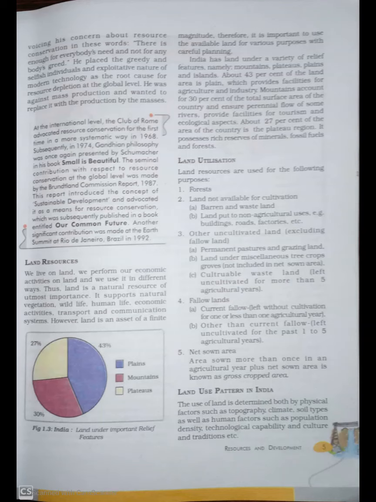The use of land is determined both by physical factors such as topography, climate, soil types, as well as human factors such as population density, technological capability, and culture and traditions, etc.